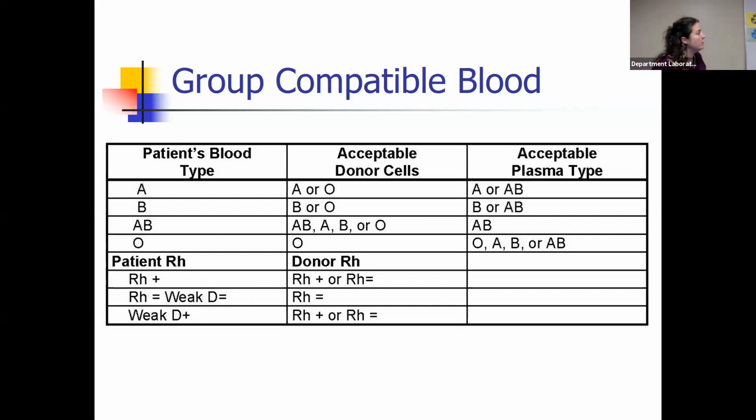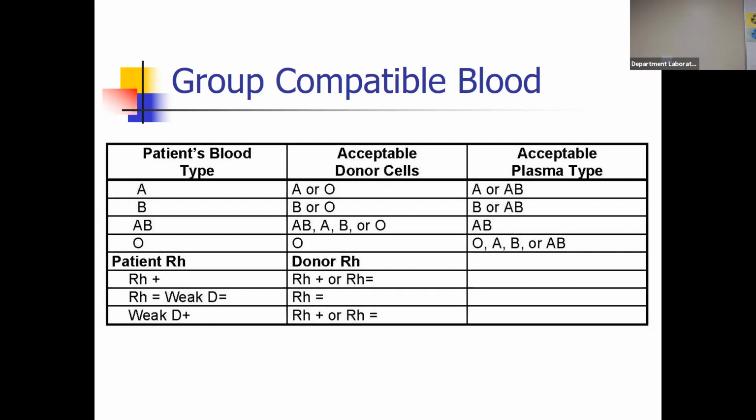All right, so just to review, what are the acceptable donor types? If your patient is A, they can receive, and this is red cells, A or O. O is your universal donor for red cells. If your patient is B, they can receive B or O. If your patient is AB, AB is the universal recipient for red cells. They can receive A, B, O, or AB. And then O can only receive O. So don't ever try to give a group O patient type A red cells. That will result in a transfusion reaction. You might kill your patient.